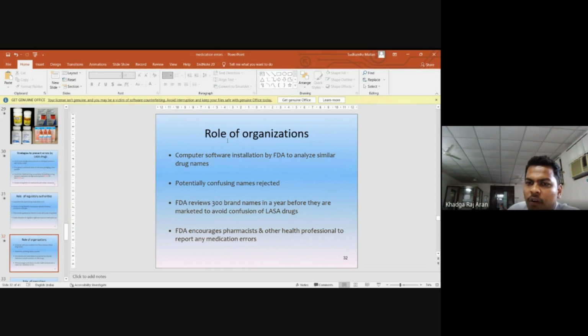Next is the role of organizations. The Food and Drug Administration installs computer software to analyze similar drug names. It also plays an important role in rejecting potentially confusing names. Then the FDA reviews 300 brand names a year before they are marketed to avoid confusion of LASA drugs. And the FDA also encourages pharmacists and other healthcare professionals to report any medication errors to the Food and Drug Administration office.